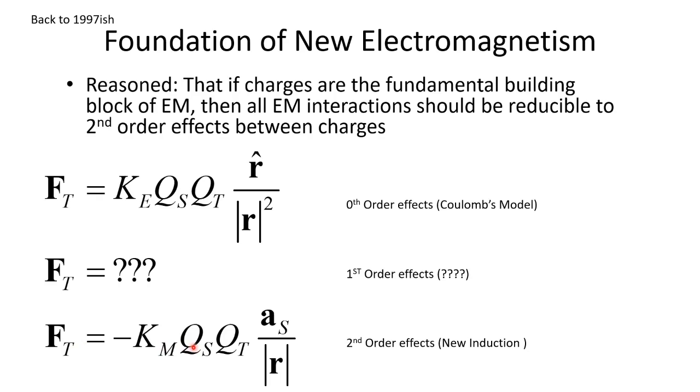It shows that electromagnetic physics, since it's based on charges, well, that means we should be able to write, and this is a second-order effect, acceleration. Well, there should be zero and first-order effects. The zeroth order of position is position. The first-order derivative of position is velocity, and the second-order derivative of position is acceleration.